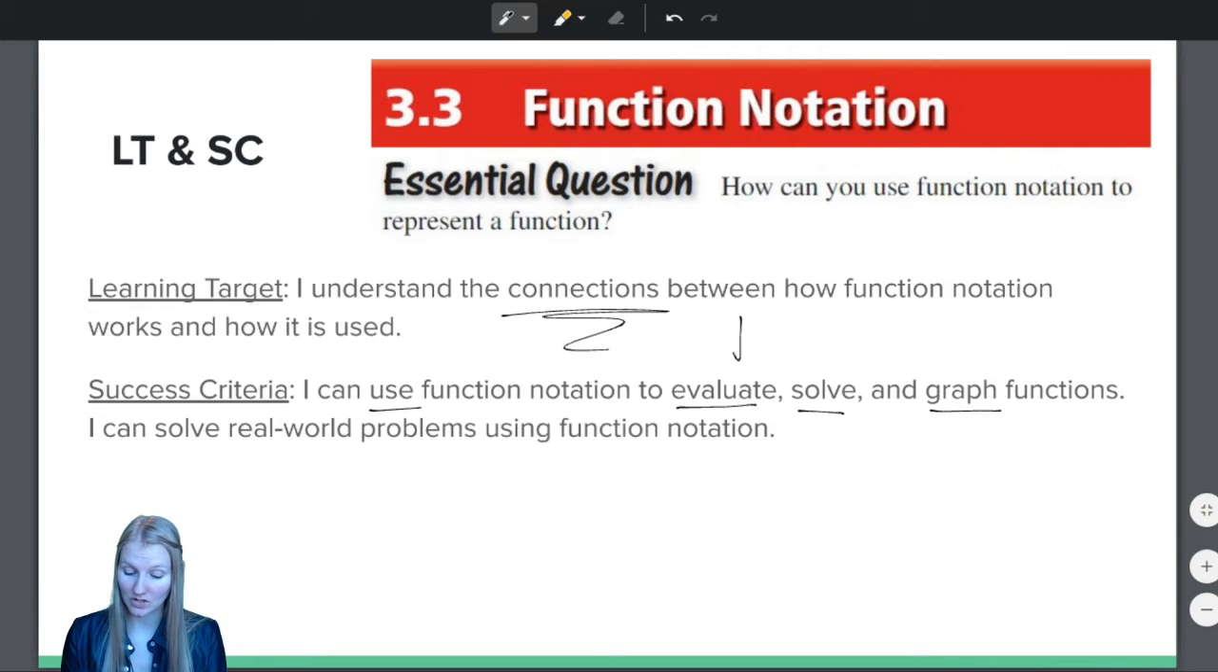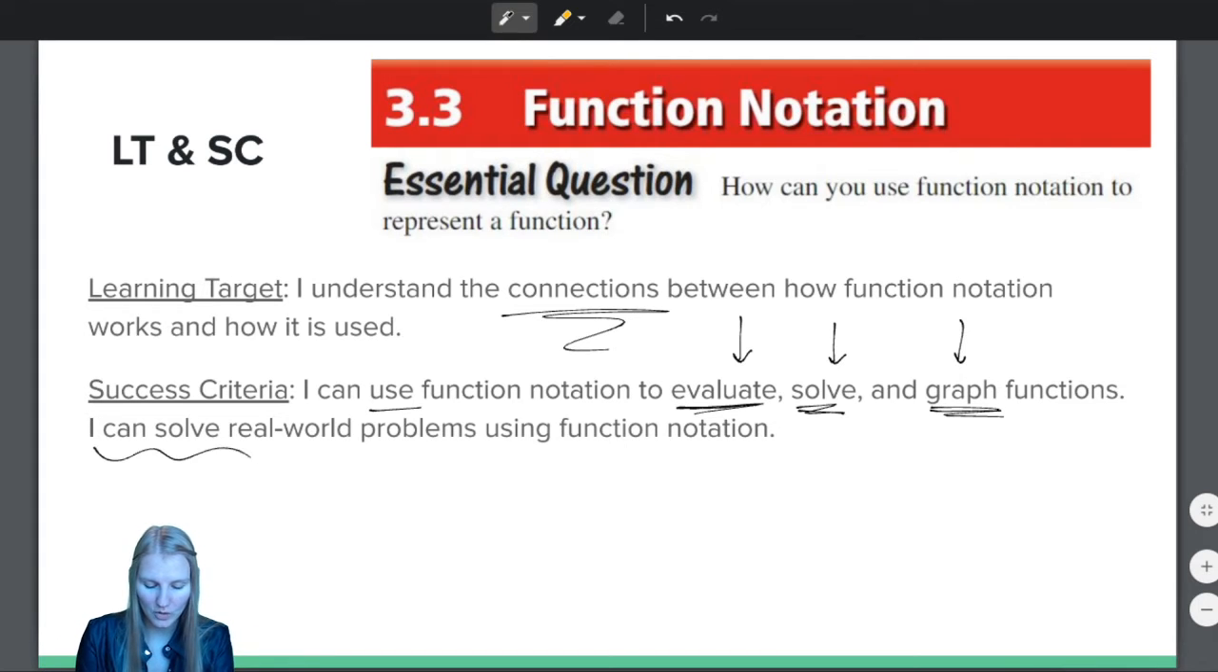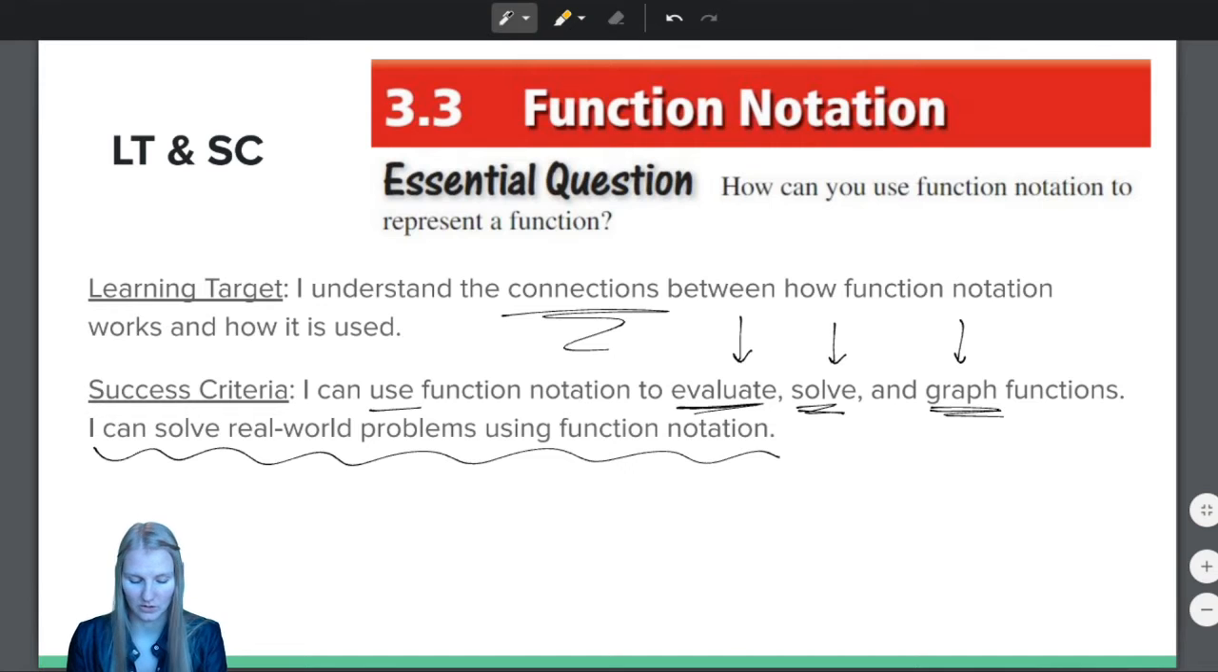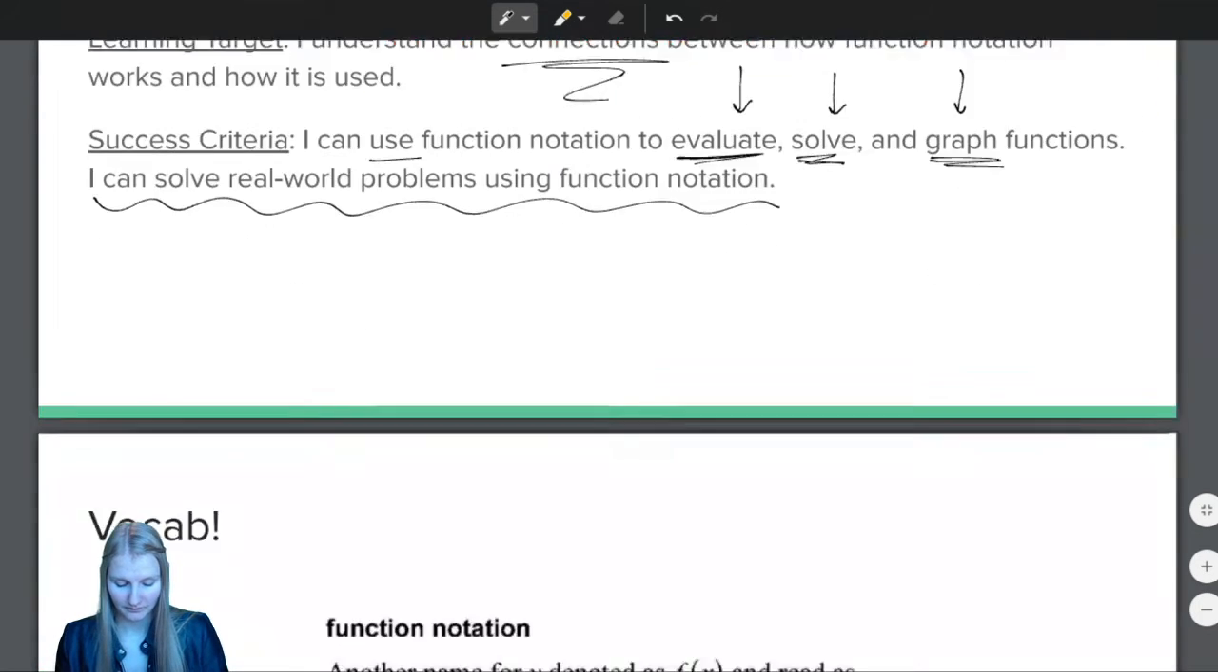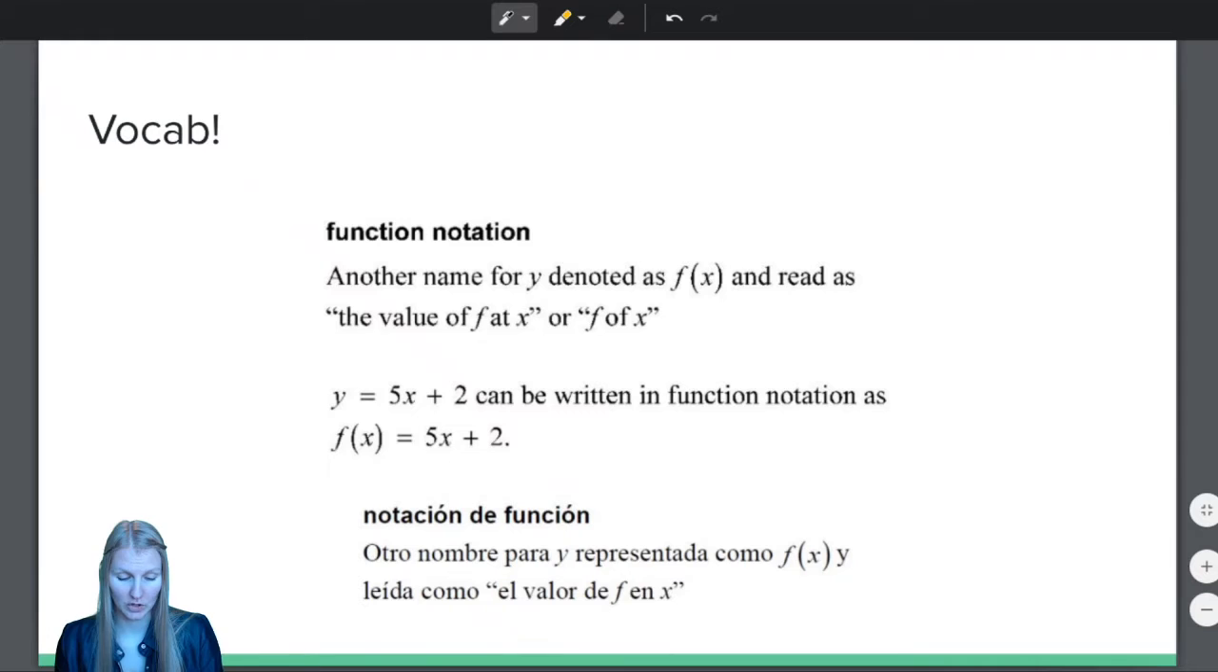So these pieces were actually in our success criteria. We evaluated in the first part of 3.3, we solved and graphed in the second part of 3.3, and now we're going to use all of those things in solving real-world problems using function notation. So, again, we're going to review what is function notation.